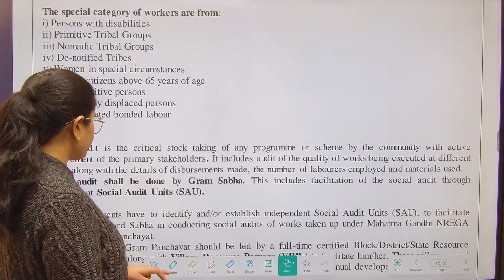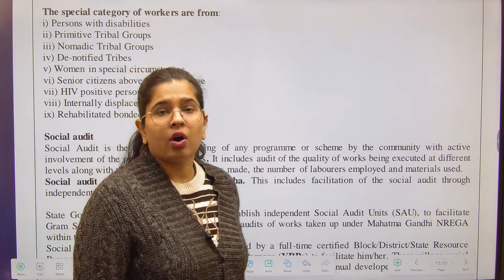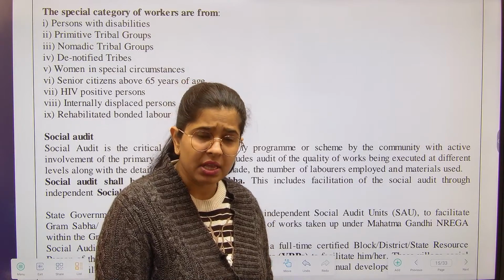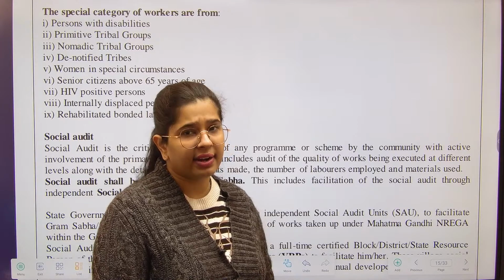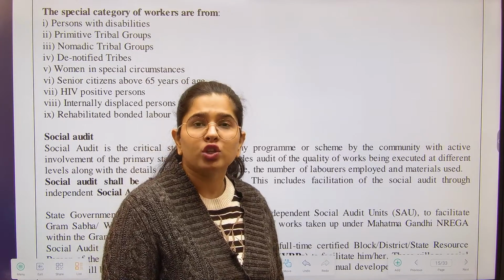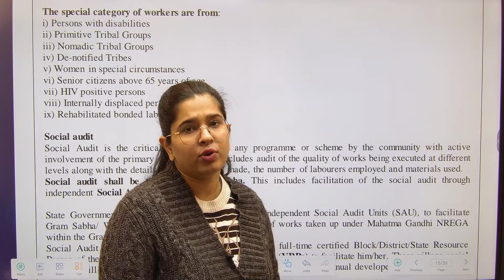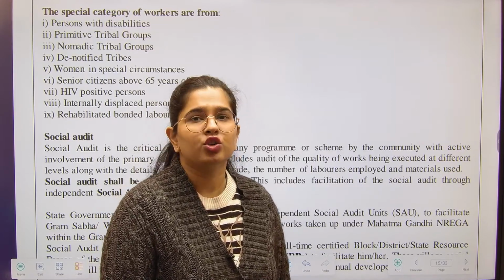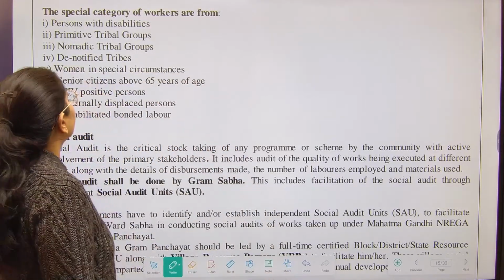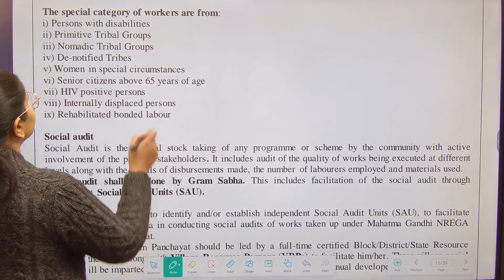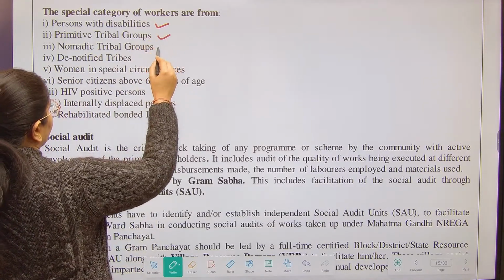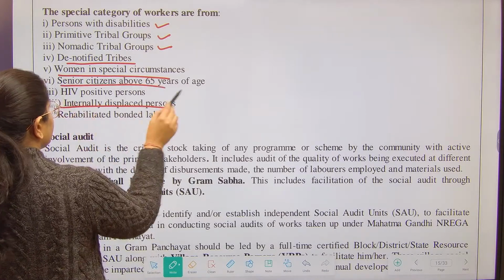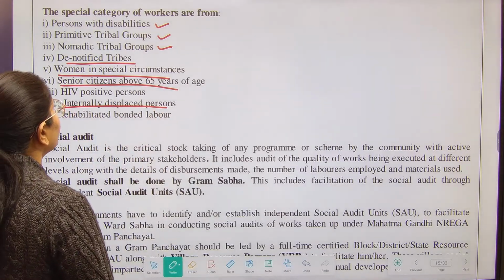This debt relief scheme was brought in 2008, when farmers had too much debt. Successive governments had brought such debt relief schemes. So all those farmers who are eligible for debt relief under that particular scheme will also be eligible, and MGNREGA work can be performed on their farmland as well. Any work performed on their farmland will be eligible to be counted as work under MGNREGA. Now the special categories of workers are persons with disabilities, primitive tribal groups, nomadic tribals, denotified tribes, women in special circumstances, internally displaced persons, senior citizens above 65 years, and HIV positive persons.